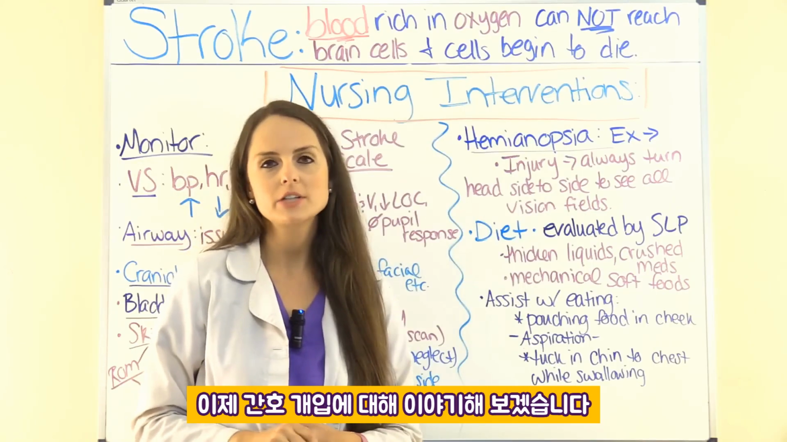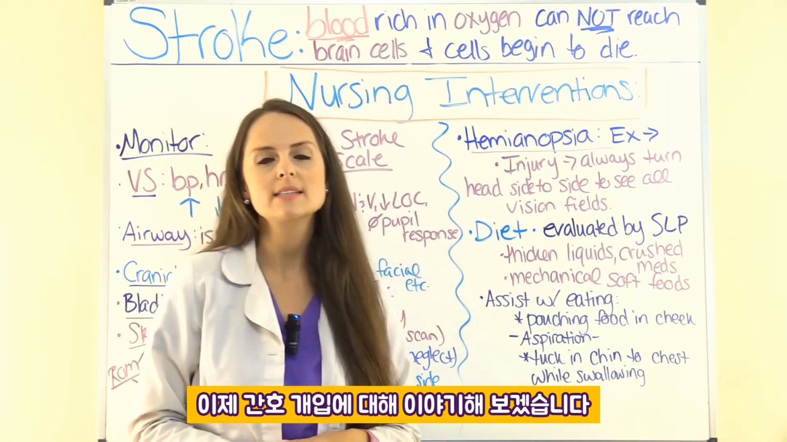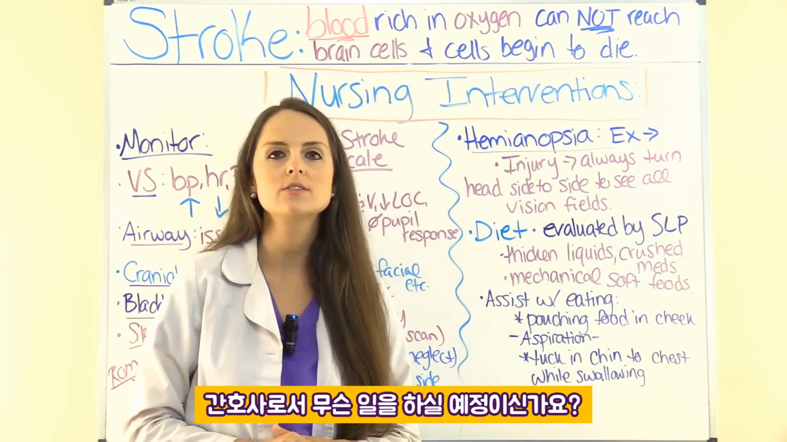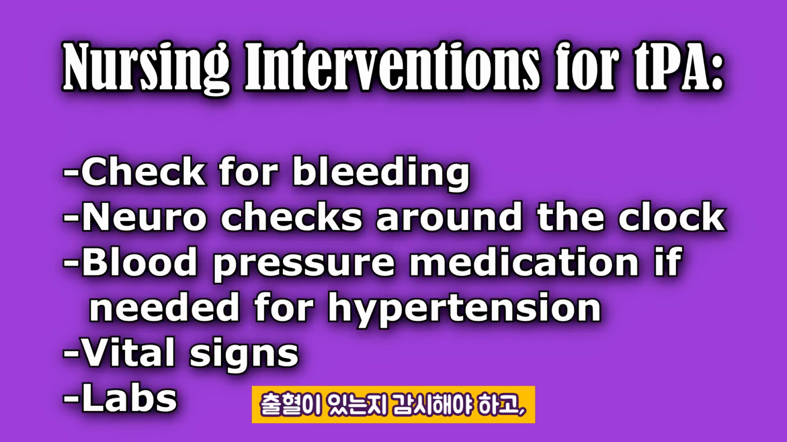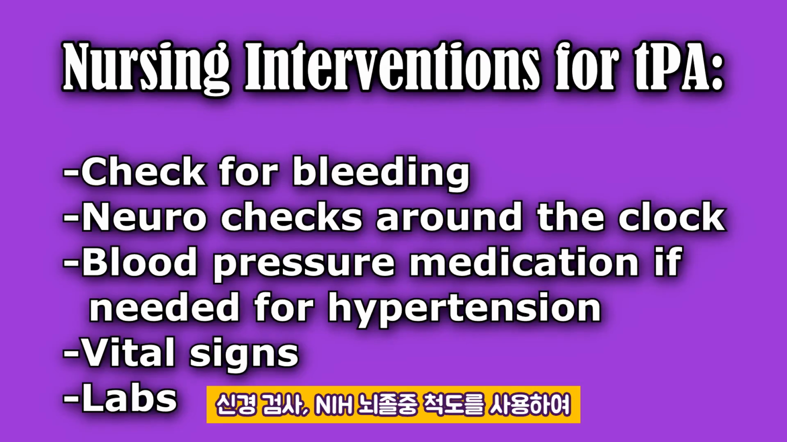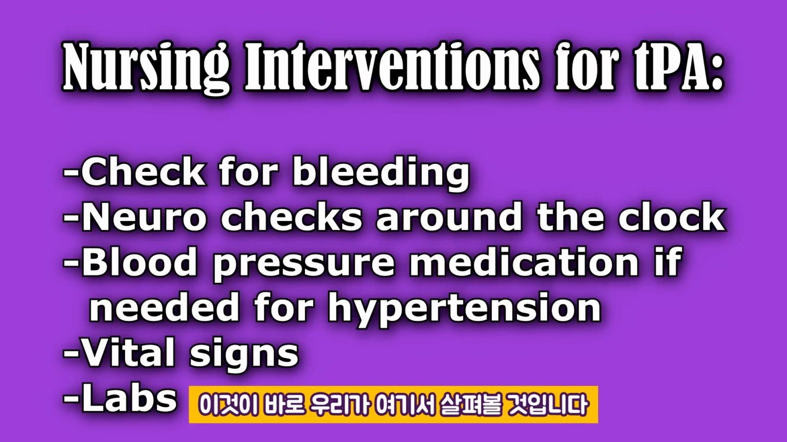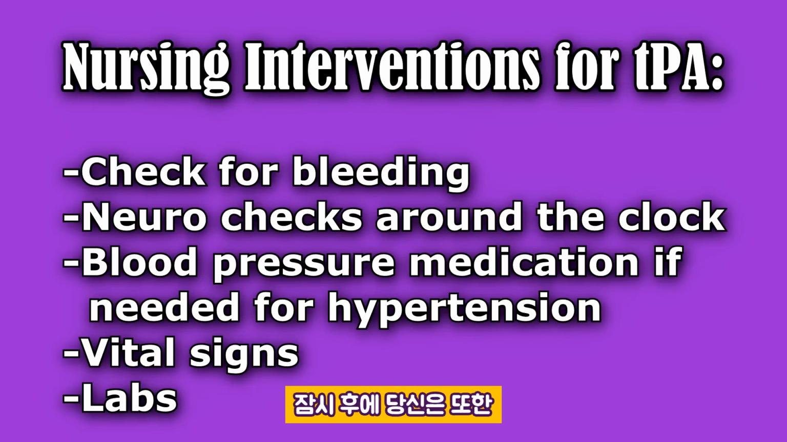Now let's talk about nursing interventions. Okay, say you have a patient, they received tPA. What are you going to be doing as a nurse? What are you going to monitor them for? You want to monitor them for bleeding, and you will be doing around the clock neuro checks, checking their neuro status using the NIH stroke scale, which is what we're going to be looking at here in a second.